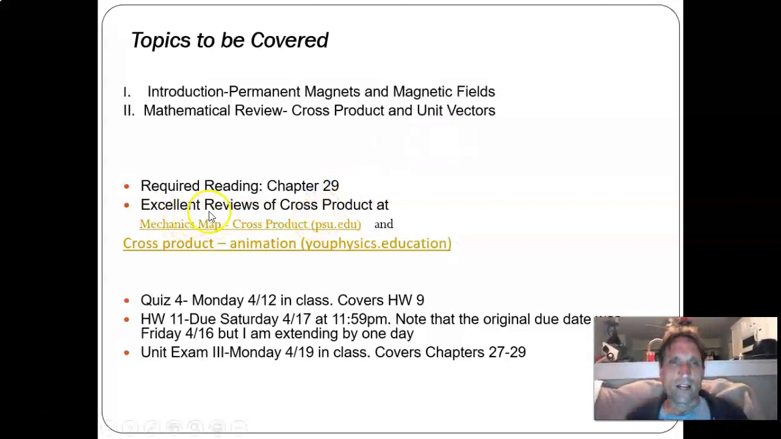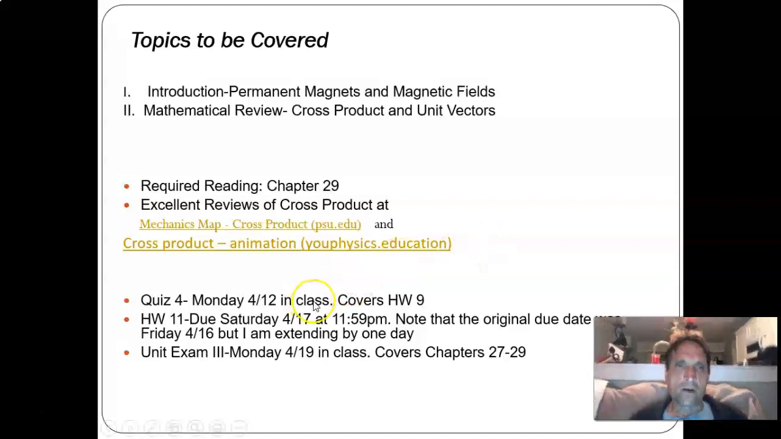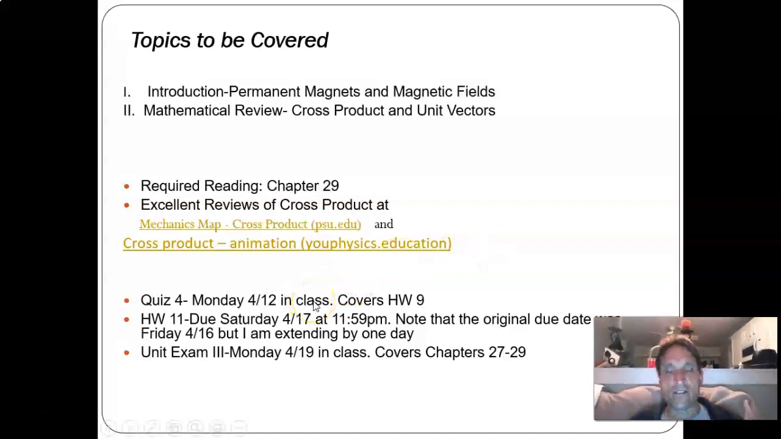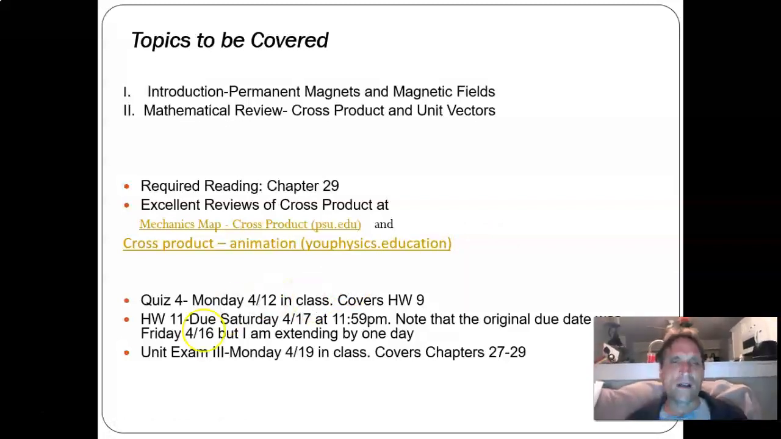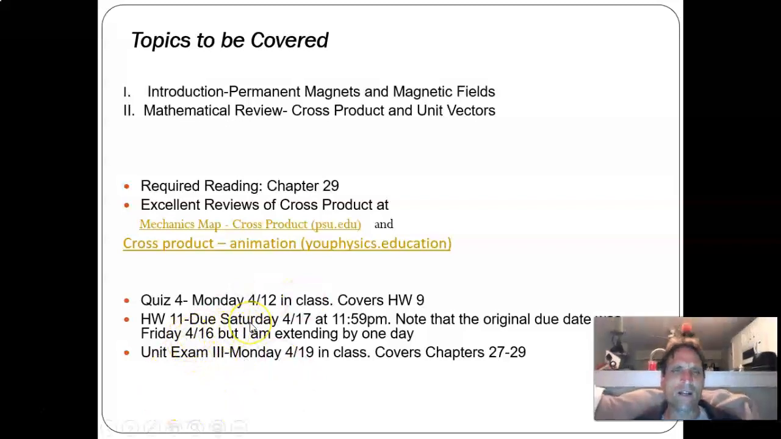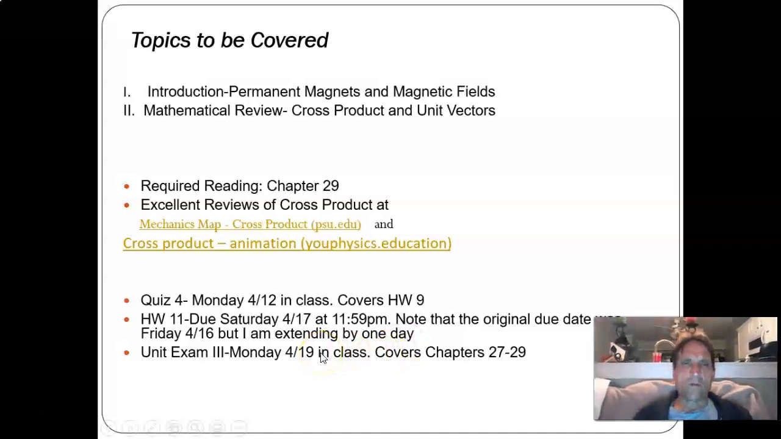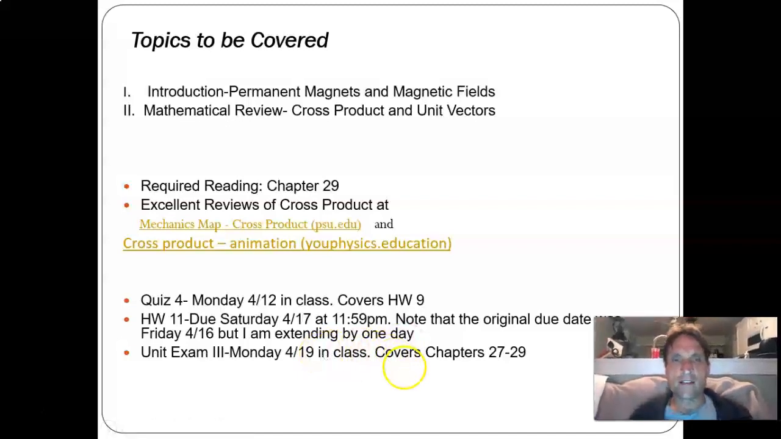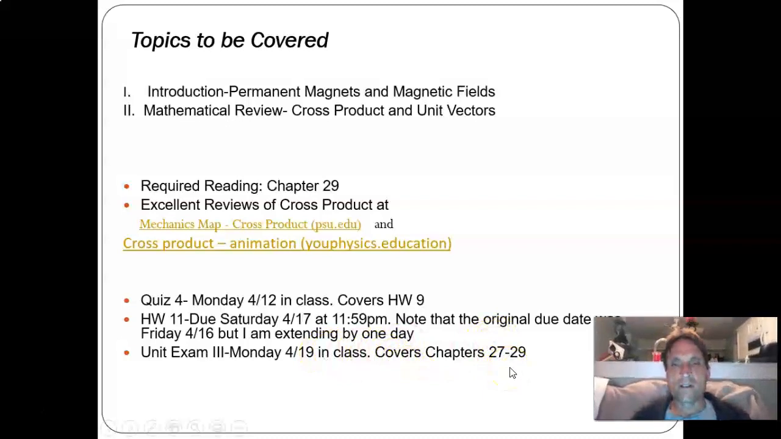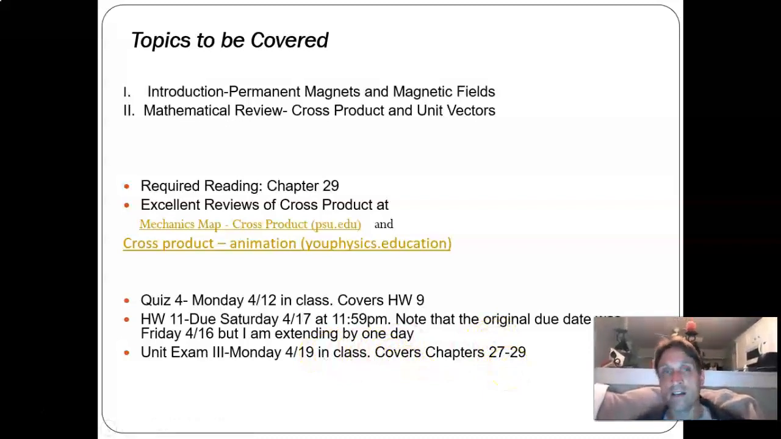This is chapter 29. Got a couple good links here for the review of the cross products. Quiz 4, Monday the 12th in class, covering homework 9. Homework 11, which concerns this chapter 29, will be due Saturday the 17th at 11:59. I'm extending the due date. Unit exam 3 will be a week from Monday on the 19th in class, and it will cover chapters 27 through 29.